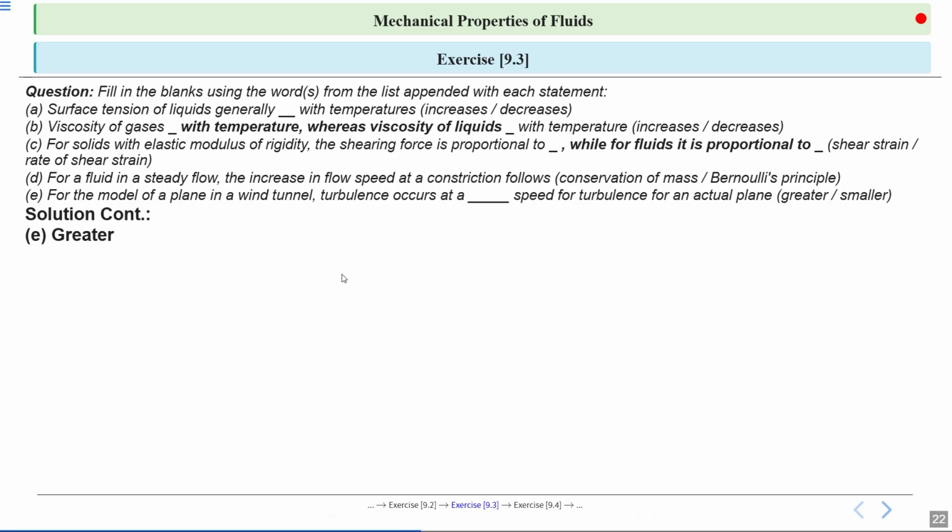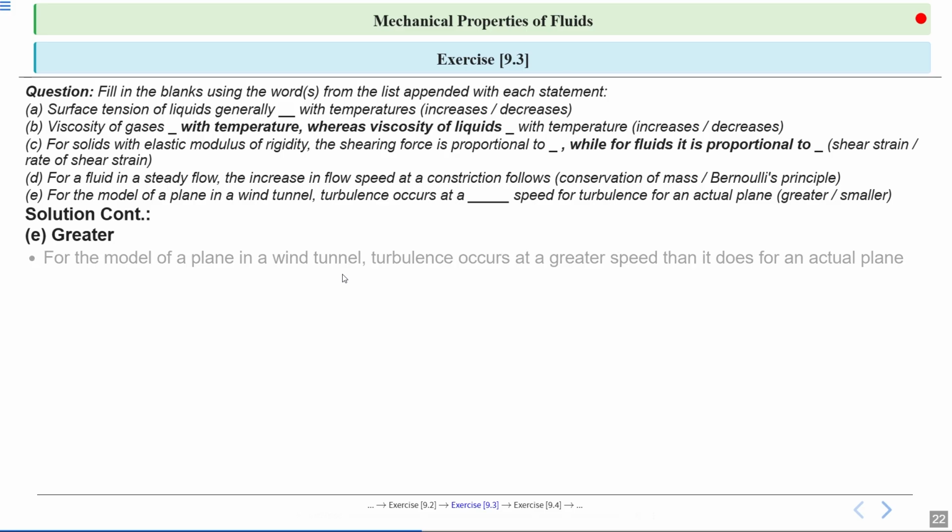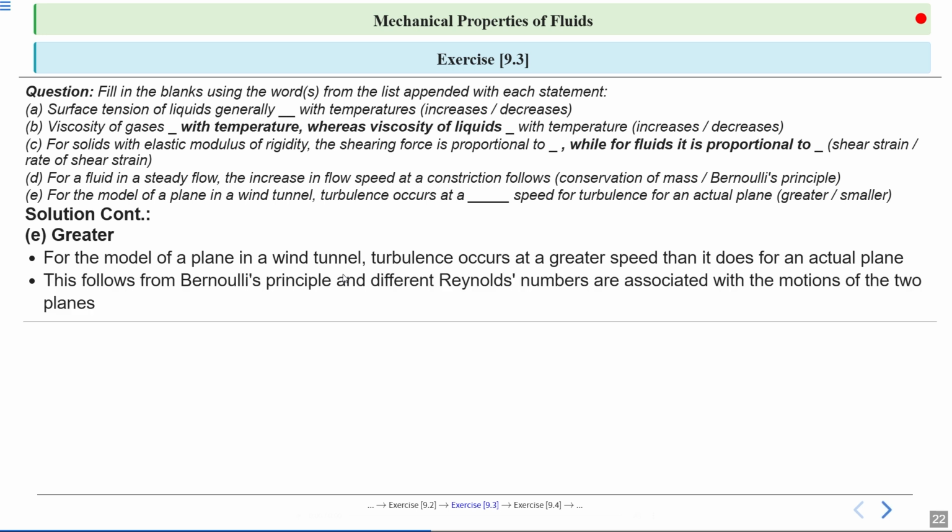Now, the last answer is greater. For the model of a plane in a wind tunnel, turbulence occurs at a greater speed than it does for an actual plane. This follows from Bernoulli's principle, and different Reynolds numbers are associated with the motions of the two planes.